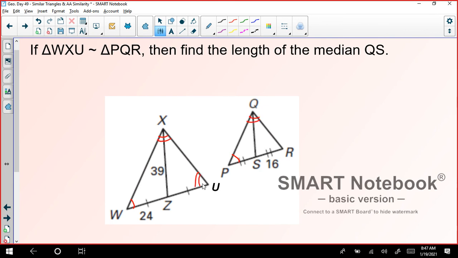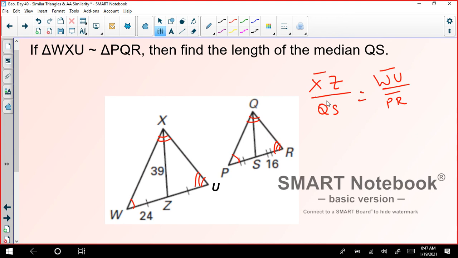So these are the angles which are congruent. W is congruent to P, X is congruent to Q, U is congruent to R. Apart from that, I can also say that XZ is proportional to QS. So I can write XZ over QS is going to be equal to, same way I'll have these as proportional, WU over PR.